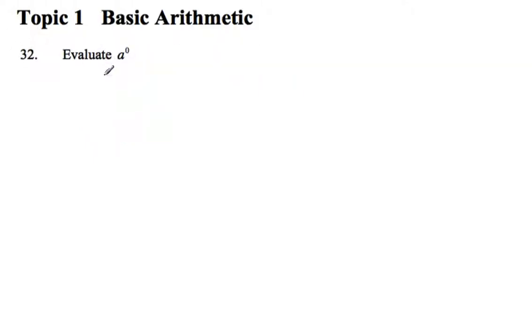Anything to the power of 0 equals 1. We can illustrate that by a lot of different means, but I'll just remind you of that rule. We won't have to go into it and reteach you that whole thing. A to the power of 0 equals 1.